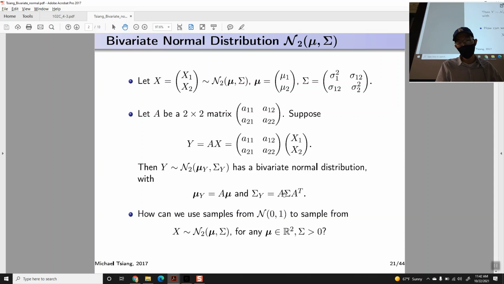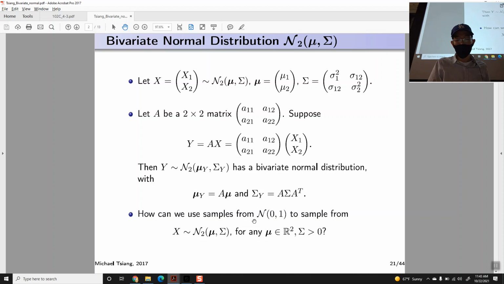Y is going to have variance: we take the variance of X, multiplied by A transpose. When you have one variable and multiply it by a constant, the variance ends up being A squared times the variance of X. When it's bivariate, you have something similar, but in matrix form, and you don't square the matrix; you multiply by A times the thing times A transpose. So you're going to have A sigma A transpose.